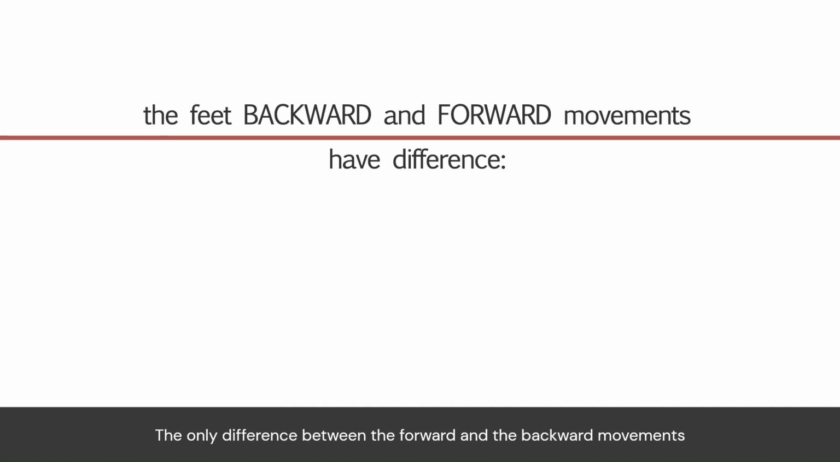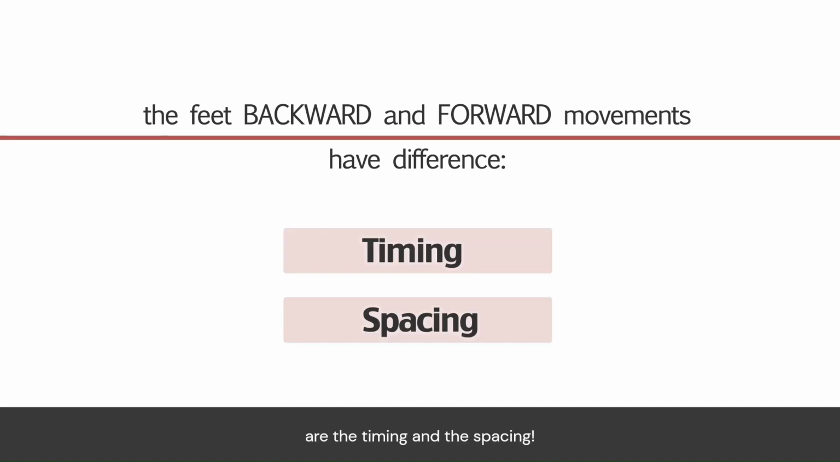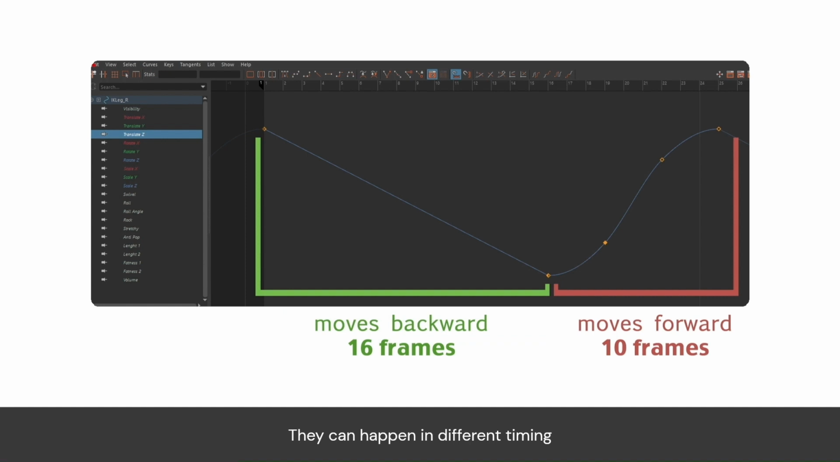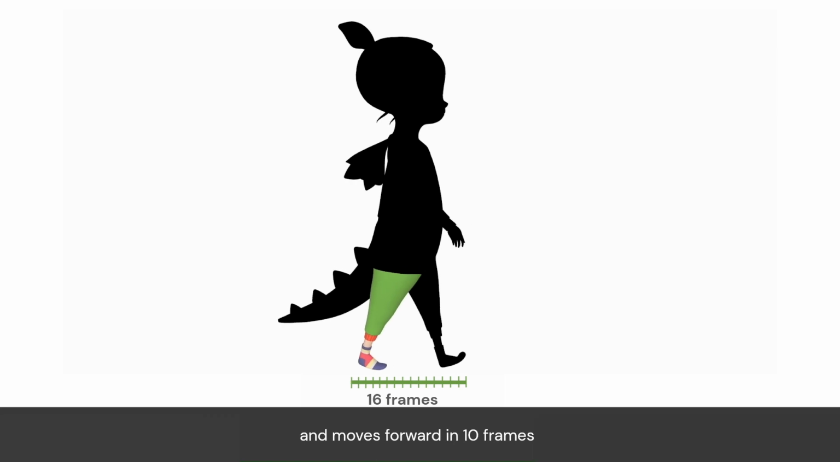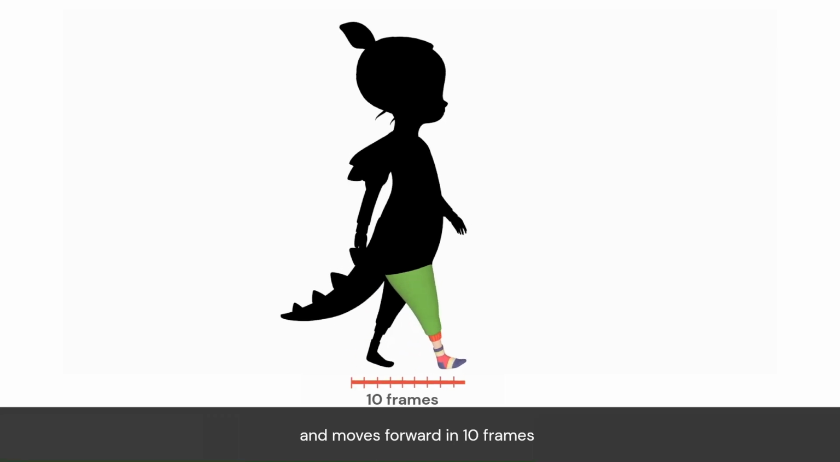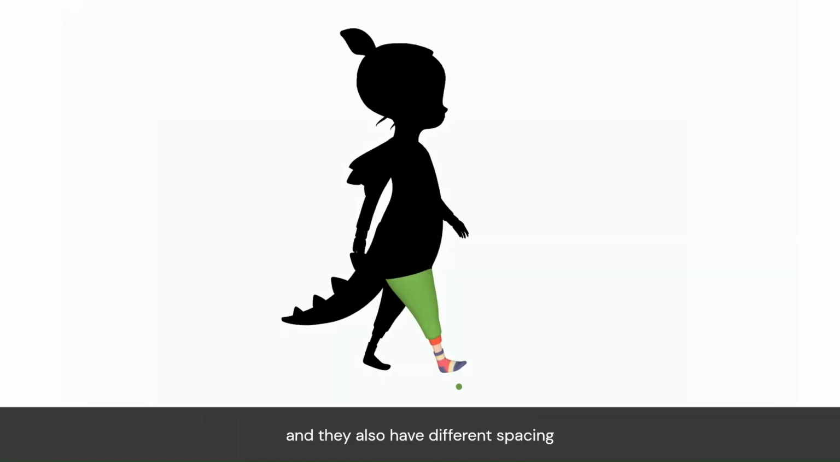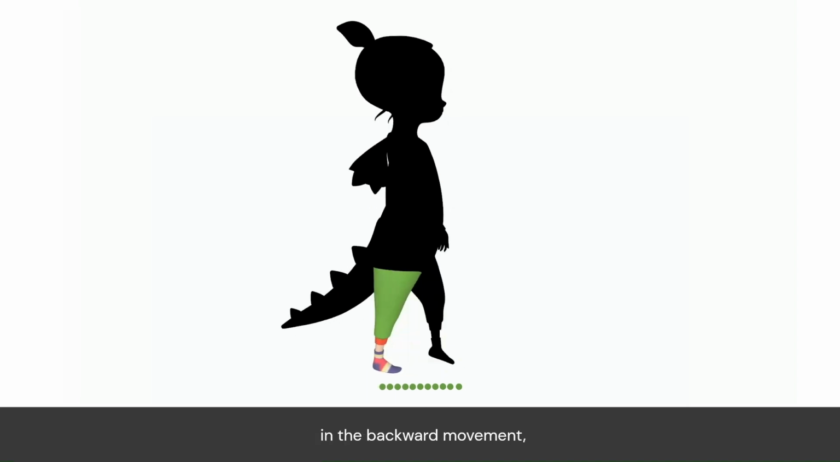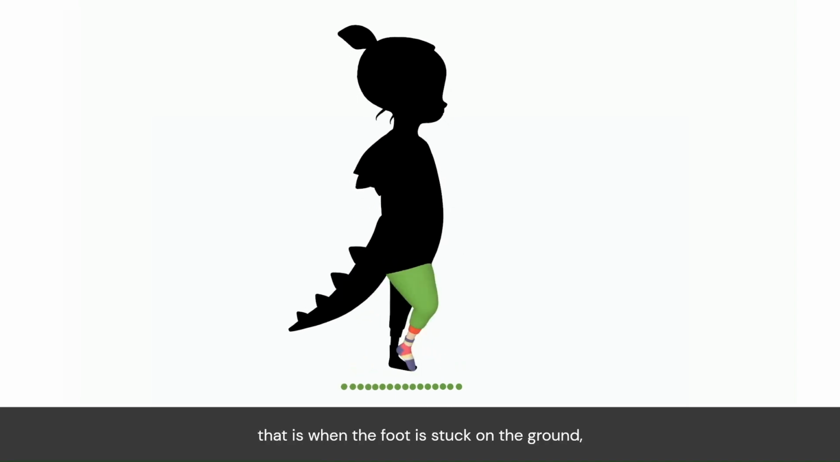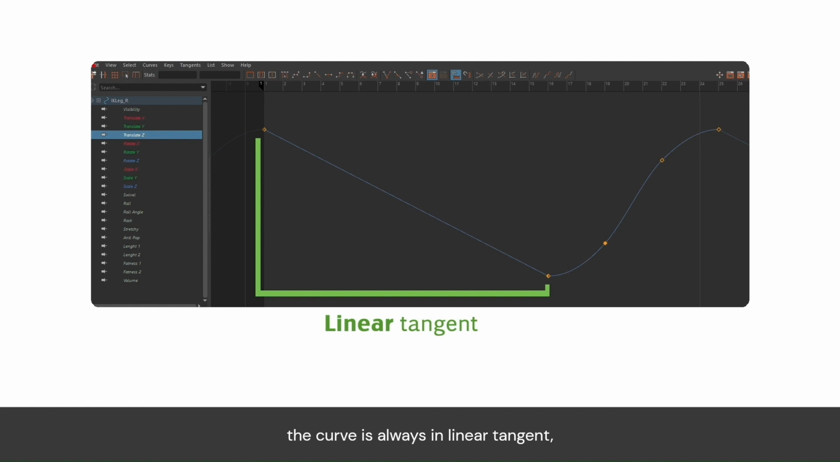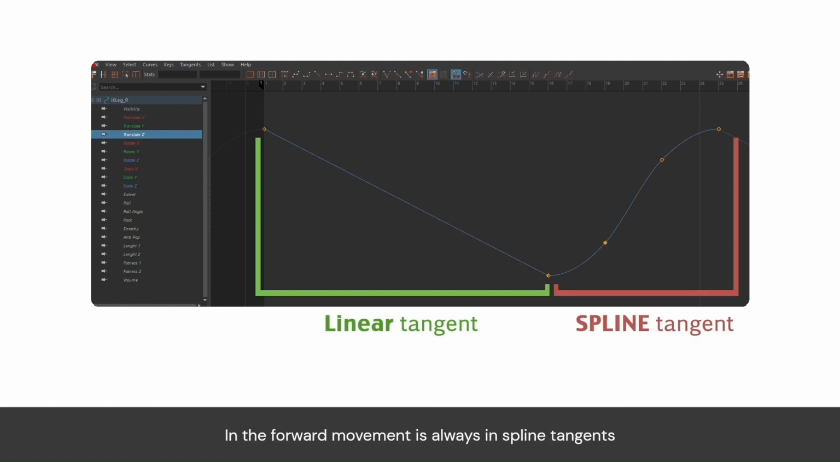The only differences between the forward and the backward movements are the timing and the spacing. They can happen in different timing. In this walk, the foot moves backward in 16 frames and moves forward in 10 frames. And they also have different spacing. In the backward movement, that is when the foot is stuck on the ground, the curve is always in linear tangents, so it has no variations in the speed. The forward movement is always in spline tangents, so it has an ease in and an ease out in the movement.